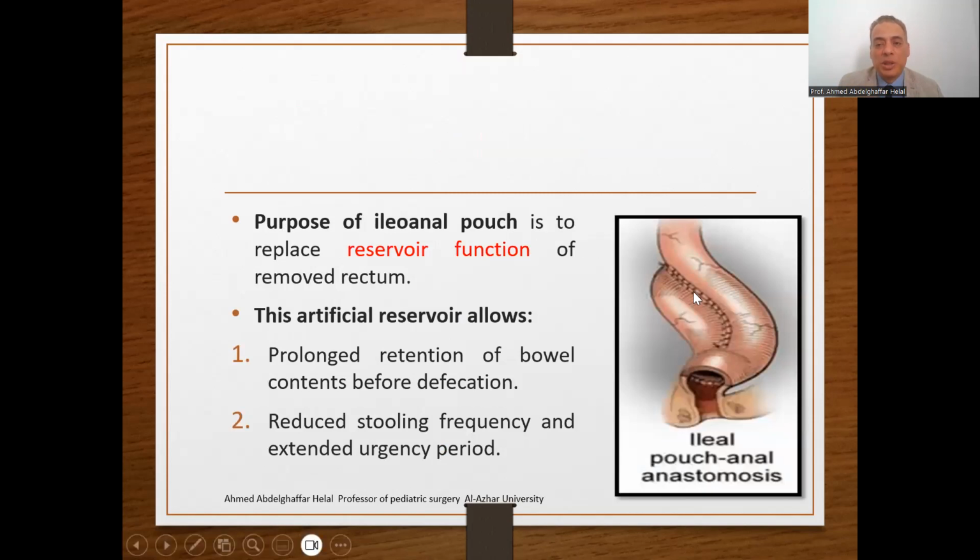As in this picture, this is the pouch created and this is the anastomosis. The importance of this pouch is to act as a reservoir to delay evacuation of the stool, reduce stool frequency and extend the urgency period. It avoids the severe diarrhea associated with a straight anastomosis between the loop of the ileum and the anal canal, due to high pressure and passage of frequent loose stool.